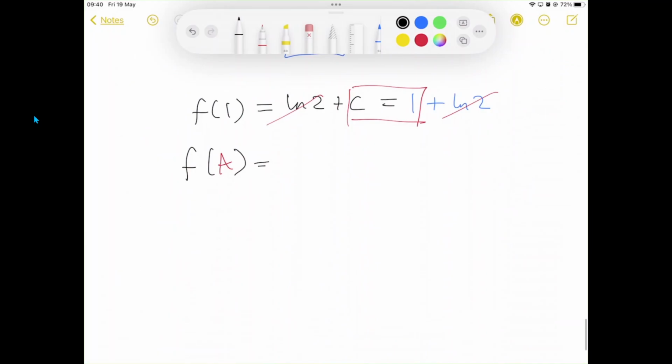So, a ln 2 plus c. C we already worked out as 1. And this, remember, is equal to the integral from 0 to pi over 2 of a lots of sine x plus 1 all over 1 plus cosine of x dx.